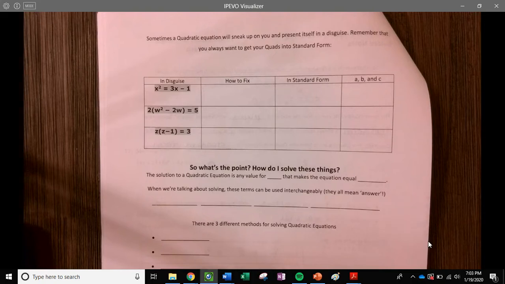Sometimes a quadratic equation will sneak up on you and present itself in disguise. So tricky, those quadratics. Remember that you always need to get your quadratics into standard form. If you don't, you will not be able really to utilize any of the methods of solving. No, you know what? I'm going to stick with my original statement. Just get it into standard form. Don't ask questions. Just do it.